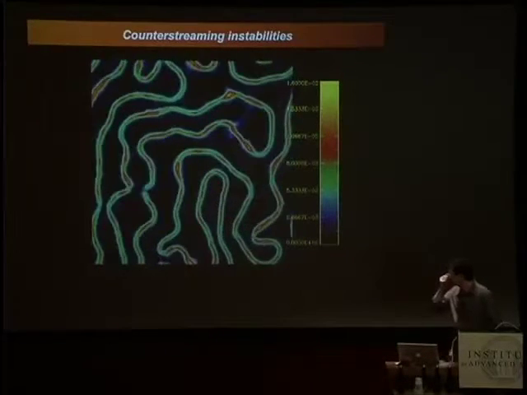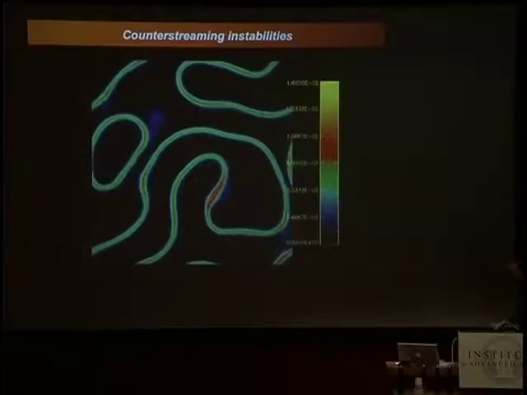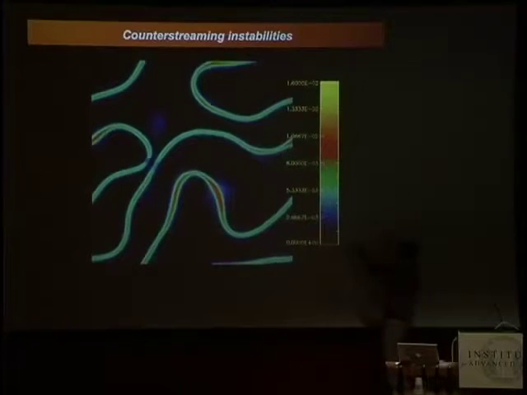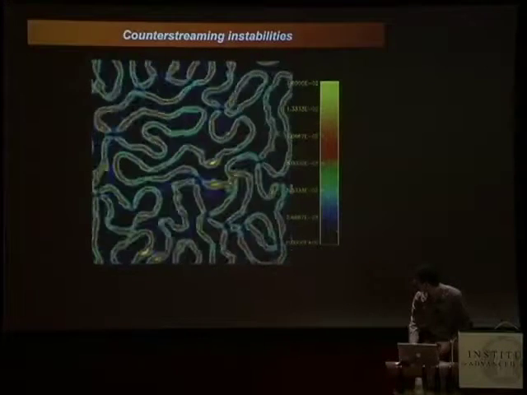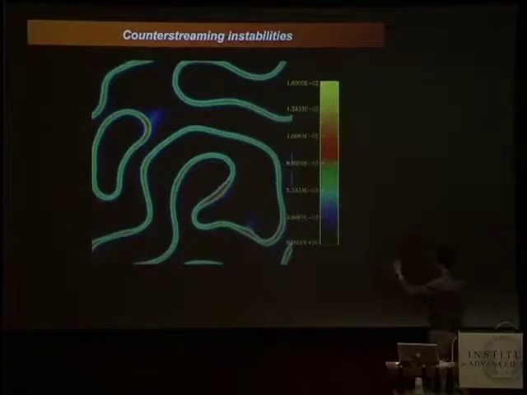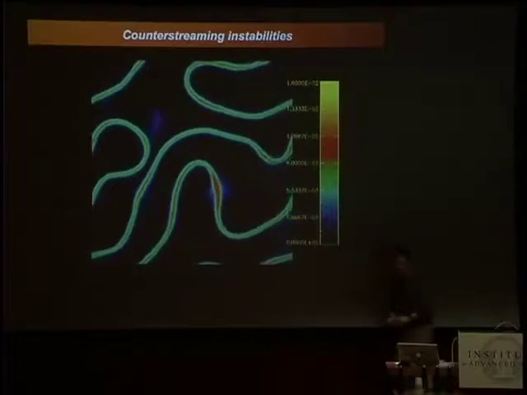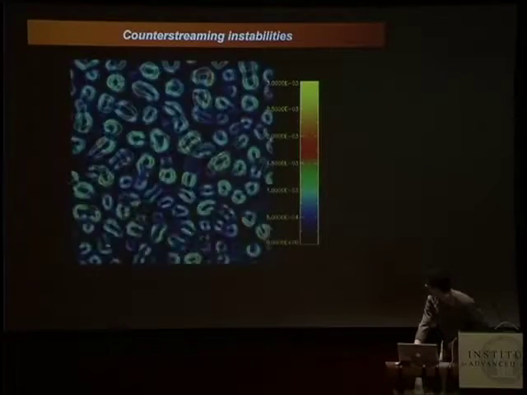Okay, this is just an example of these types of counter-streaming instabilities. Here, the flow is going through the simulation plane, and what you're seeing here is the magnetic energy. And so here it is again. If I change the density contrast, so if one beam is more dense than the other beam, then you can see that the type of the filamentation changes.